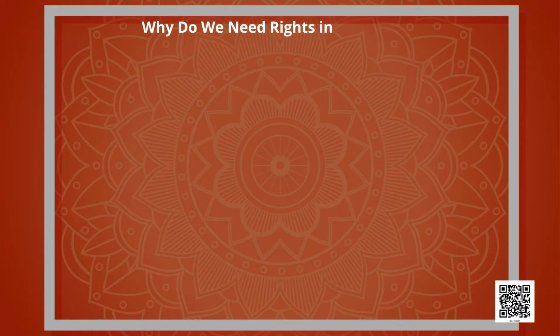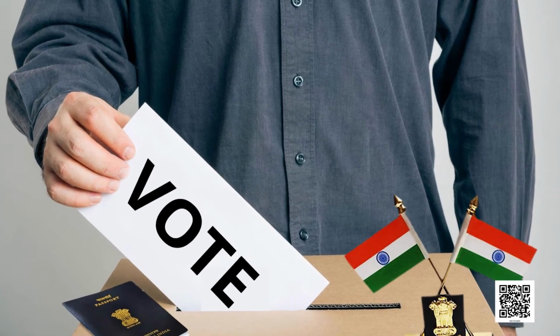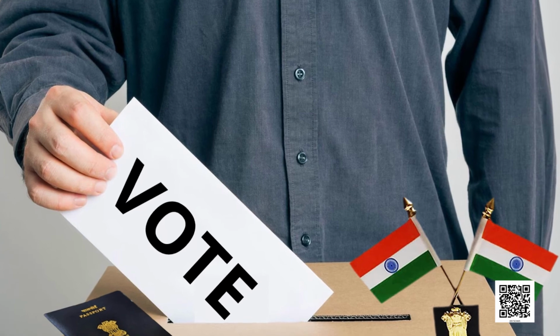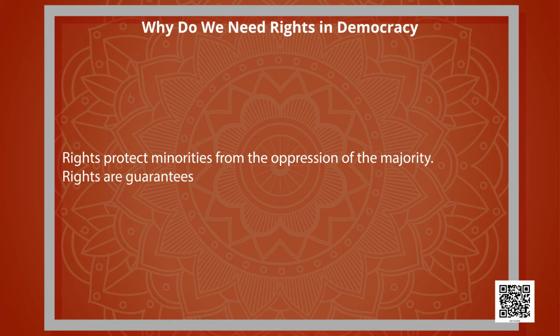So why do we need rights in democracy? In a democracy, every citizen has the right to vote and the right to be elected to the government. Rights perform a very special role in democracy. Rights protect minorities from the oppression of the majority. Rights are guarantees which can be used when things go wrong.